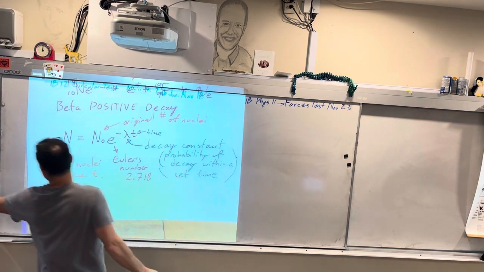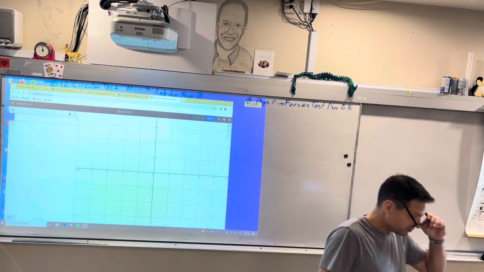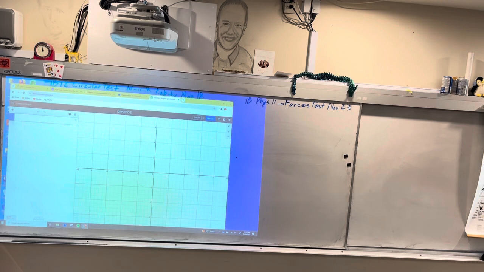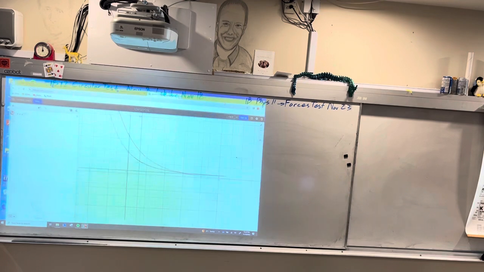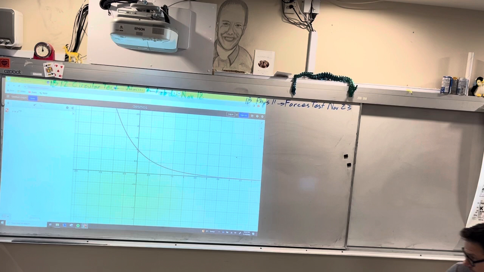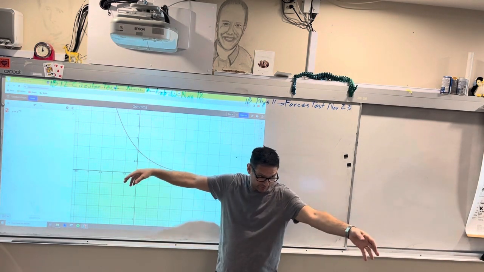If you go to Desmos, you can type in y equals e to the power of negative x. And you will get a function that looks like this. This is your decay function. You start at 1, right? And I would encourage you to do this yourself and play around with this.